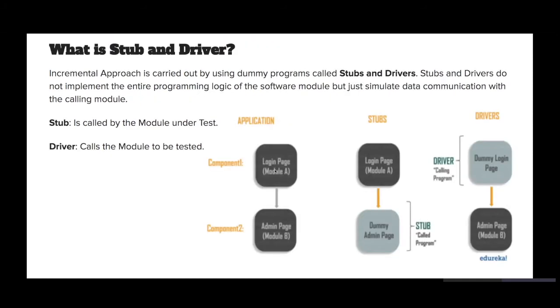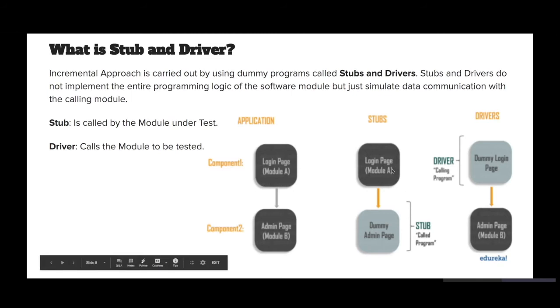Before going into detail about the two types, we need to remember two terms: stub and driver. These are dummy programs used in the incremental approach. Stubs and drivers do not implement the entire programming logic, but just simulate the data communication with the calling module. Let's say, for an example, we have two modules, login page and admin page. Once after the login page, we need to go to the admin page. So in order to test the login page, we need to create a dummy admin page, and that is called a stub. Similarly, we create a dummy login page to test the admin page module.